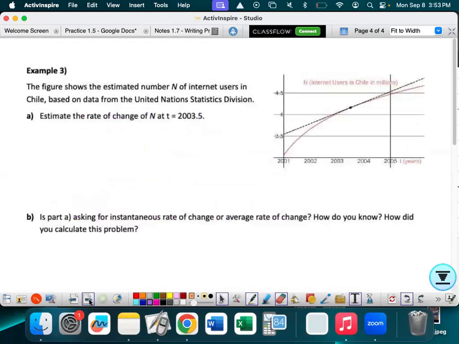Example 3. The figure shows the estimated number of internet users in Chile based on data from the United Nations Statistics Division. In part A, it says estimate the rate of change at t equals 2003.5. So when it says just one time, what kind of rate of change are we looking at? I guess we'll answer part B first. So is this asking for instantaneous rate of change or average rate of change? We should be saying instantaneous rate of change.